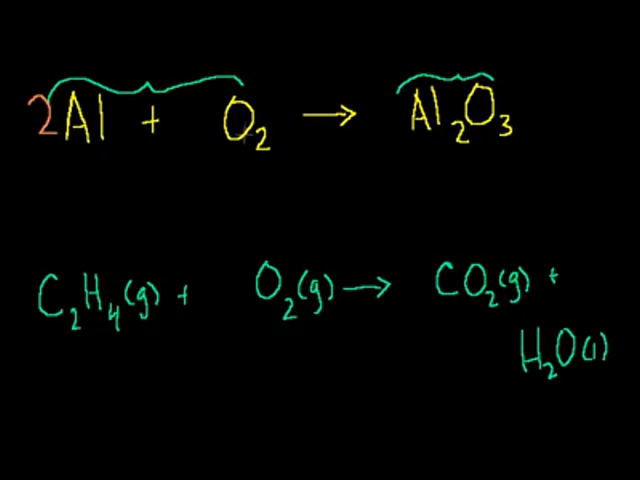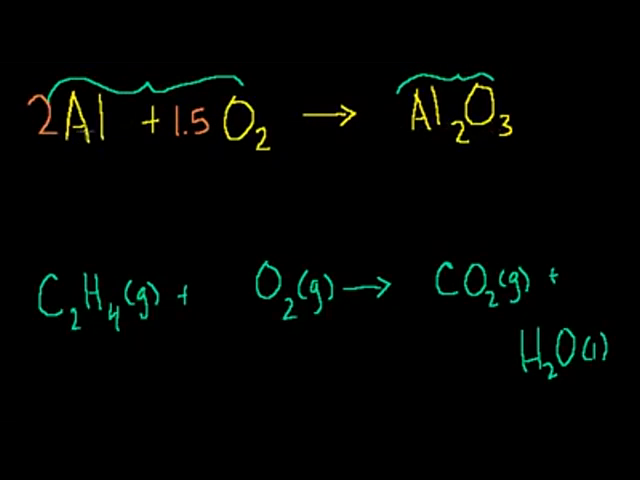Now let's look at the oxygen. Here I have two oxygens on the left-hand side of the equation, and on the right-hand side of the equation I have three oxygens. What can I do here? Well, if I could kind of have half atoms, I could just multiply this by 1.5. 1.5 times 2 is 3. So now I have three oxygens on both sides of this equation, and I have two aluminums on both sides of the equation. Am I done? Well, no, you can't have half an atom or 1.5 of an atom.